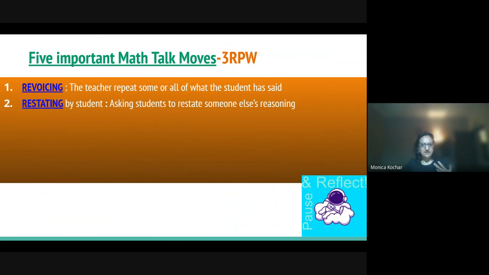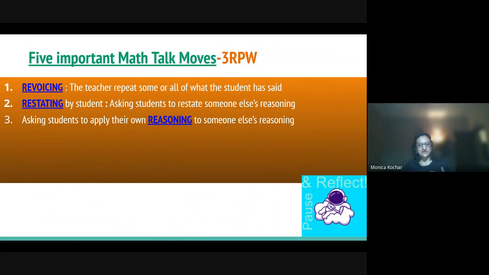The other is asking students to restate someone else's reasoning. So taking the same question, x plus 3 equal to 7. One student says answer is 4 because I put 3 on the other side. So another student can be asked, what is the reasoning that child number 1 has given? Can you repeat it? Asking students to apply their own reasoning. So x plus 3 equal to 7. x is 4 because I transpose 3 to the other side. So I can ask another student, is this correct or incorrect?